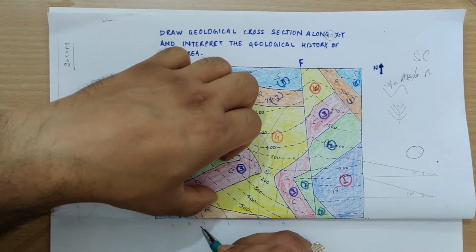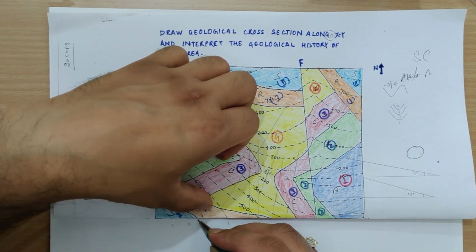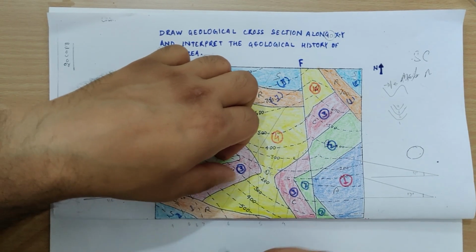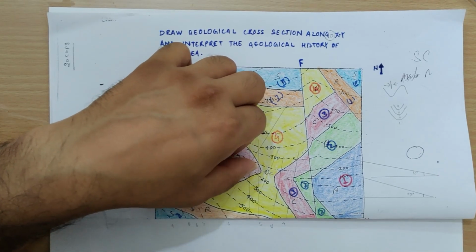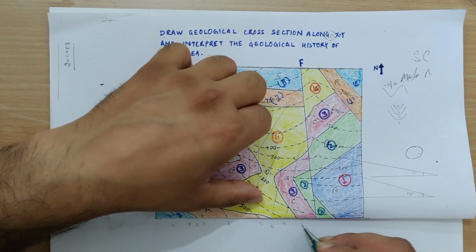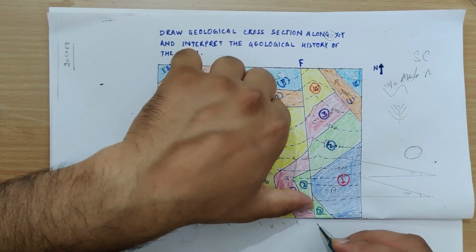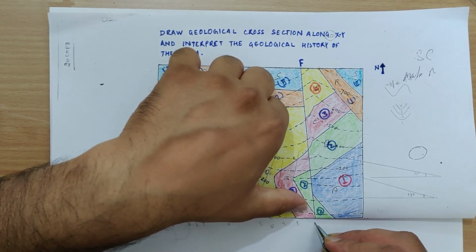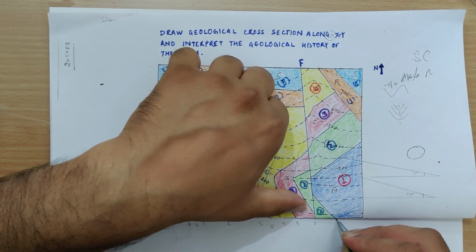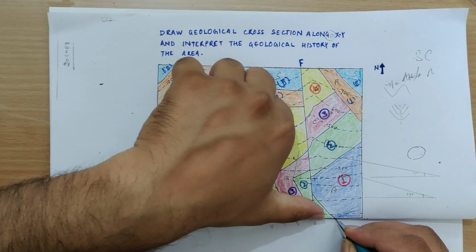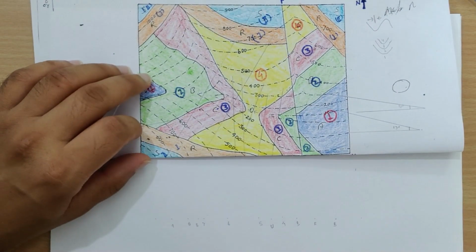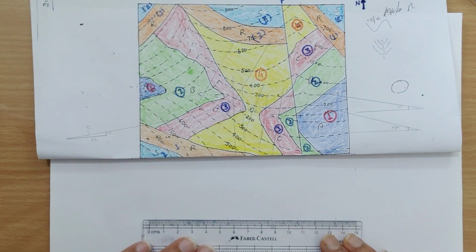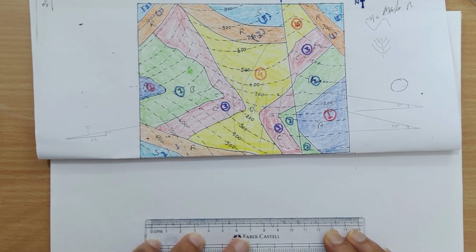Then we can also draw the position of beds. So here I have one bed, and here we have another bed. This is the unconformity plane, so I am writing U. This is one more bed. This is a fault position, so I am writing F over here. This is our another bed. Writing P over here. Now we can join these lines. So here is our baseline, join the baseline.